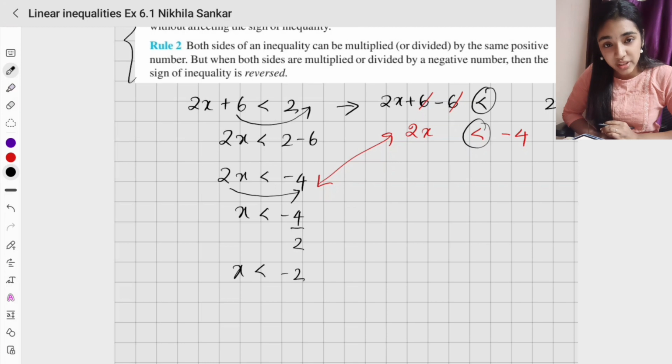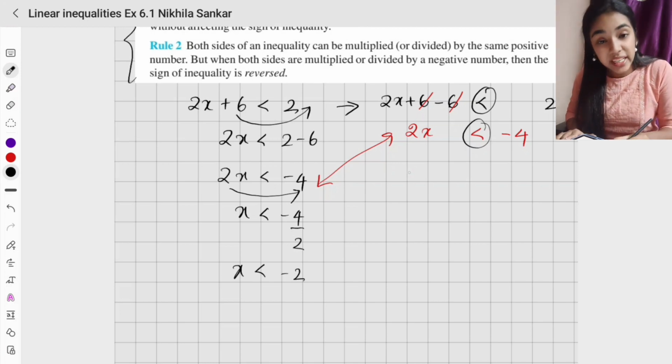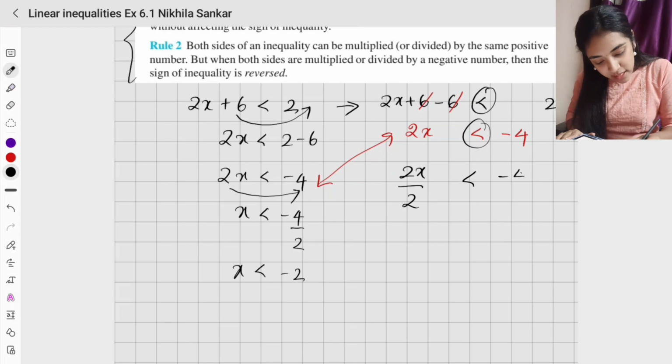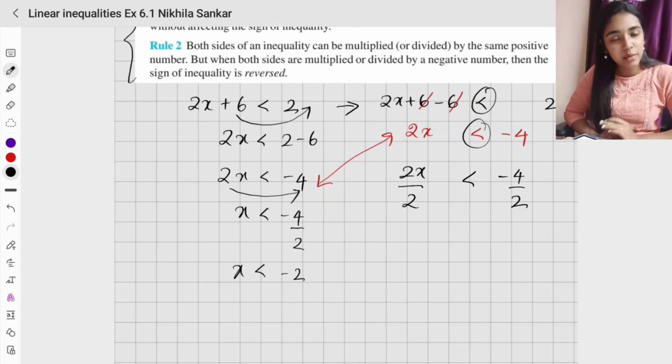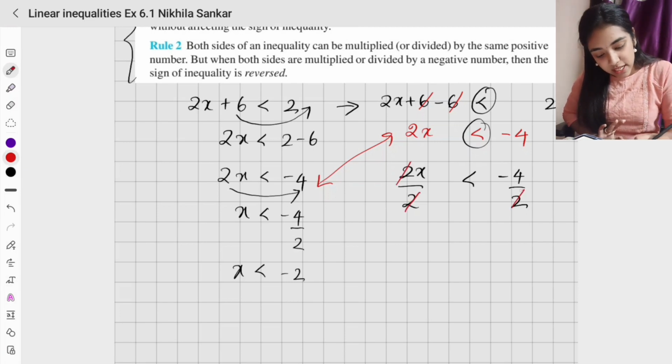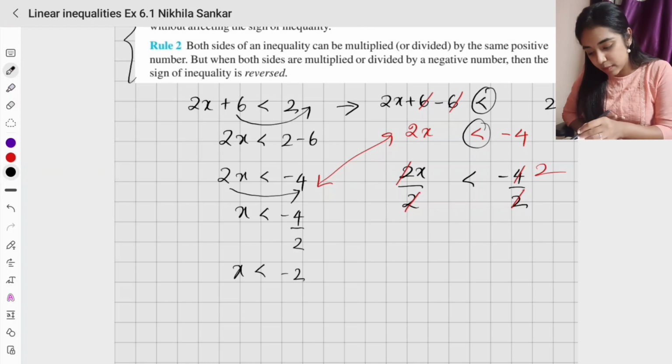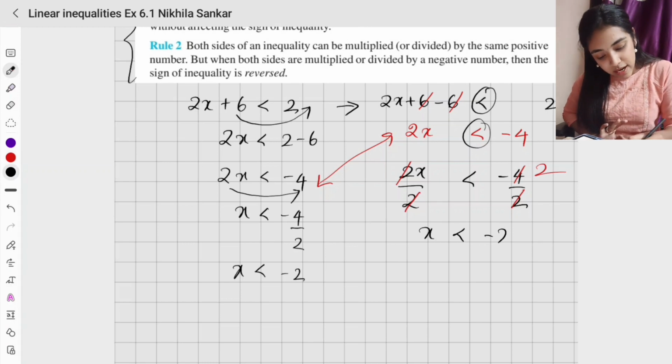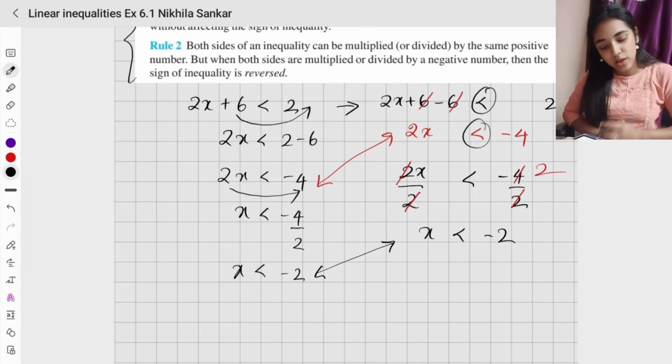What does that mean? I'm going to divide both the inequalities by 2. So I'm going to do 2x divided by 2 less than minus 4 divided by 2. If you divide both sides by the same number, it is not going to change the inequality. So what happens here? The 2 and the 2 get cancelled. I'll be left with minus 2. So what is my final answer? X less than minus 2. So these two are giving me the same value.